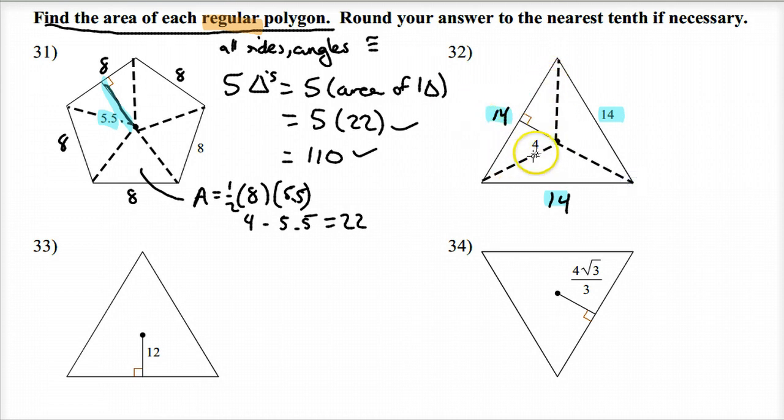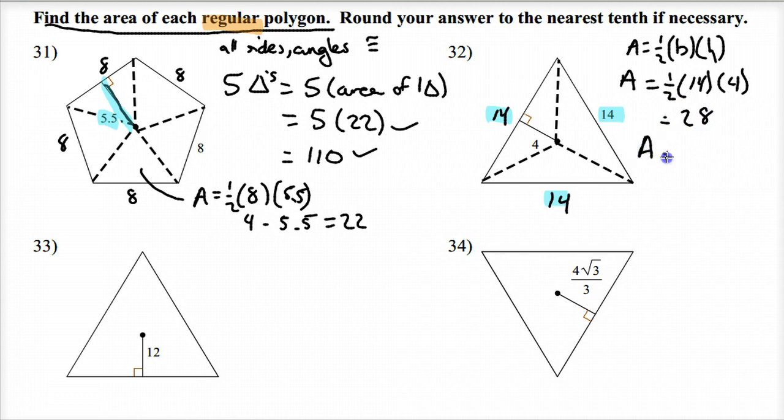But if I just wanted this area here, just for that one, that's again 1/2 base times height. And what is the base and height? Well, that's going to be 14 and 4. Half of 14 and 4. Piece of cake, right? Yeah, it looks like it. 7 times 4, because half of 14 is 7. 7 times 4 is 28. And we got 3 of those, so the area of 3 triangles is 3 times 28. Well, 3 times 30 would be 90, so subtract 6, and we got 84.